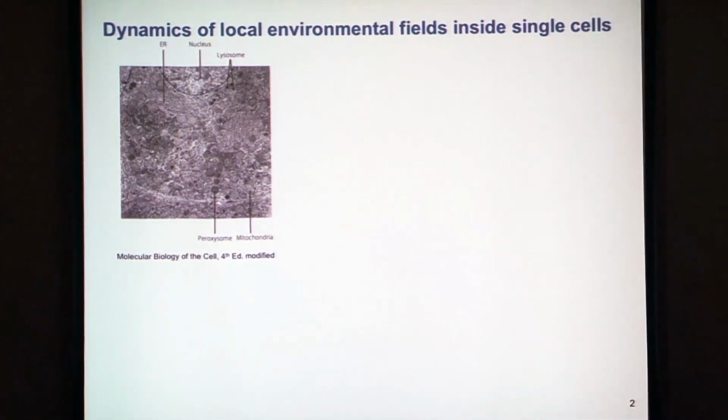So my motivation for this work is understanding the dynamics of local environments inside of single living cells. This electron micrograph clearly shows that the inside of a cell is not equal to the pure solution, which is mainly presumed in biochemistry.